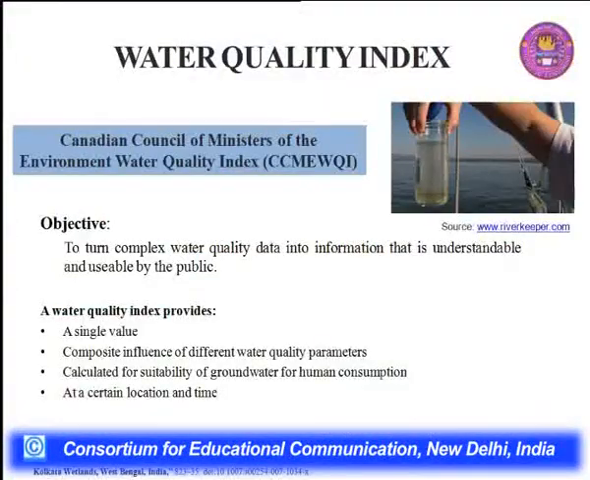The criteria of this index is, first of all, that it should be a single value. Then it can incorporate the different water quality parameters. It can show the rate of human consumption based on this value, and it varies temporally and spatially, that means in location and time. So if we understand our local water quality, we can understand the global issues also. It follows the thinking process of Agenda 21: think globally, act locally.